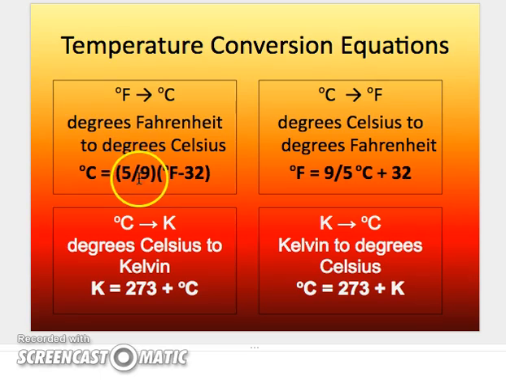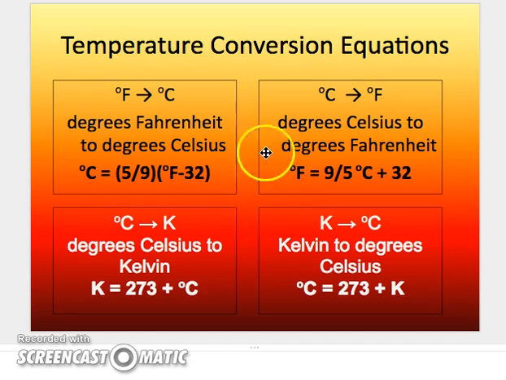So to convert Fahrenheit to Celsius, we use this equation right here, this formula. I'm sure this is something that everybody's used before. We take 5/9 times the difference between the Fahrenheit temperature minus 32. Make sure we always do what is in parentheses first.